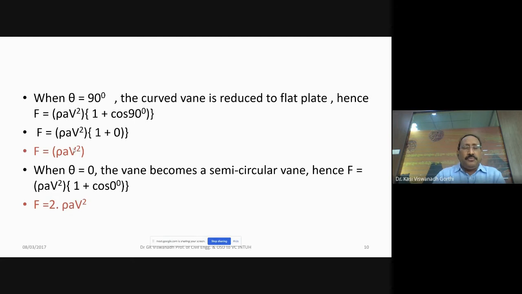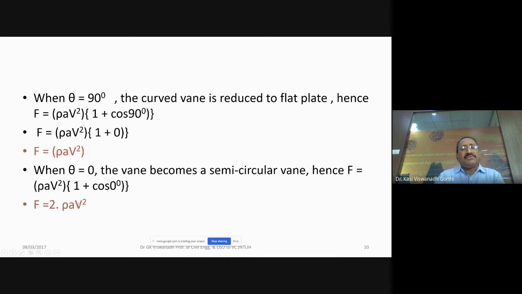When theta is equal to 0, the vane becomes a semicircular vane. Instead of having a simple curve, it is a semicircular vane. So if the vane is becoming a semicircular vane, the force exerted would be how much? Rho av square into (1 plus cos theta), cos 0. So you'll be having 2 into rho av square, 1 plus 1.